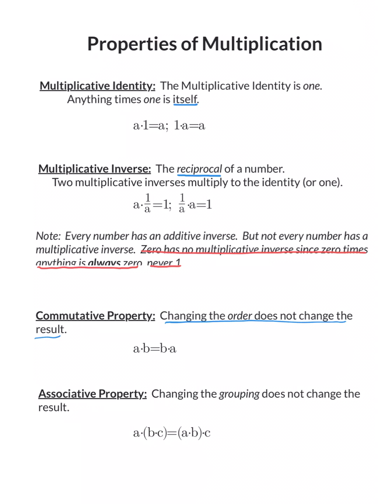Another property that we have is the associative property. The associative property says changing the grouping does not change the result. So I can multiply my last two numbers together and multiply the result by the first number, or I can multiply my first two numbers together and multiply that by the last number. Again, it all depends on how you want to do it. Multiplication, just like addition, has lots of freedom to it.